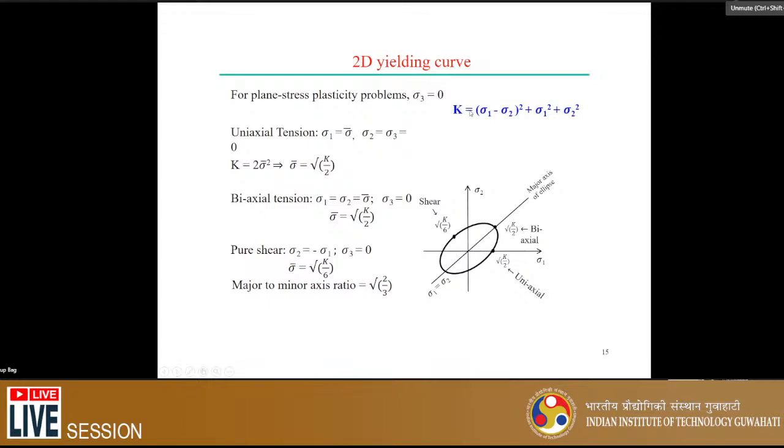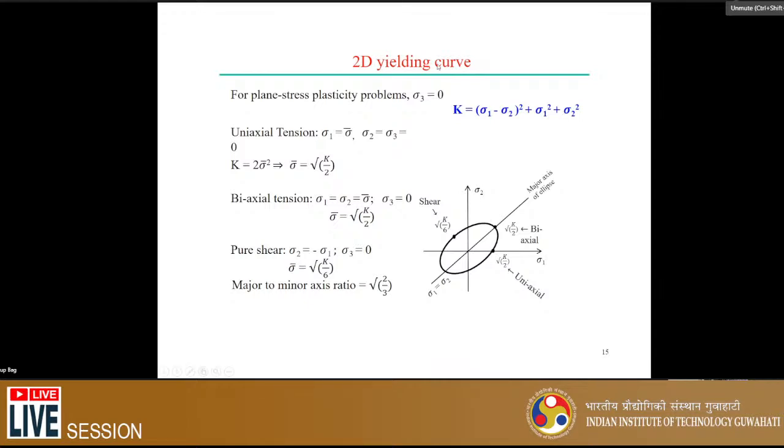So the K functional form: in two-dimensional space, simply making sigma 3 equal to 0, it represents k equal to sigma 1 minus sigma 2 squared plus sigma 1 squared plus sigma 2 squared. Now this is the data. From uniaxial tensile testing, you have the data and you can single out the point where the yielding basically starts. So from that you can define it from a uniaxial tensile testing sample.